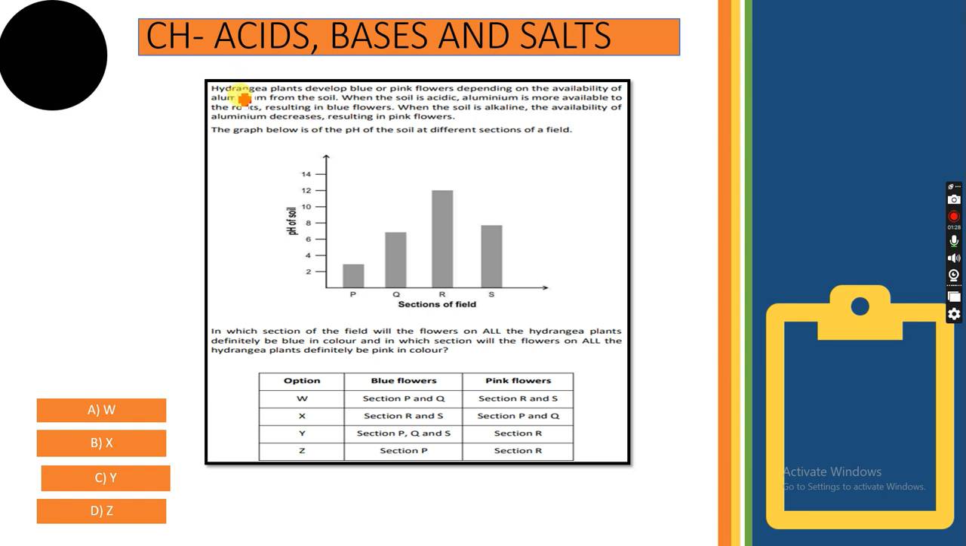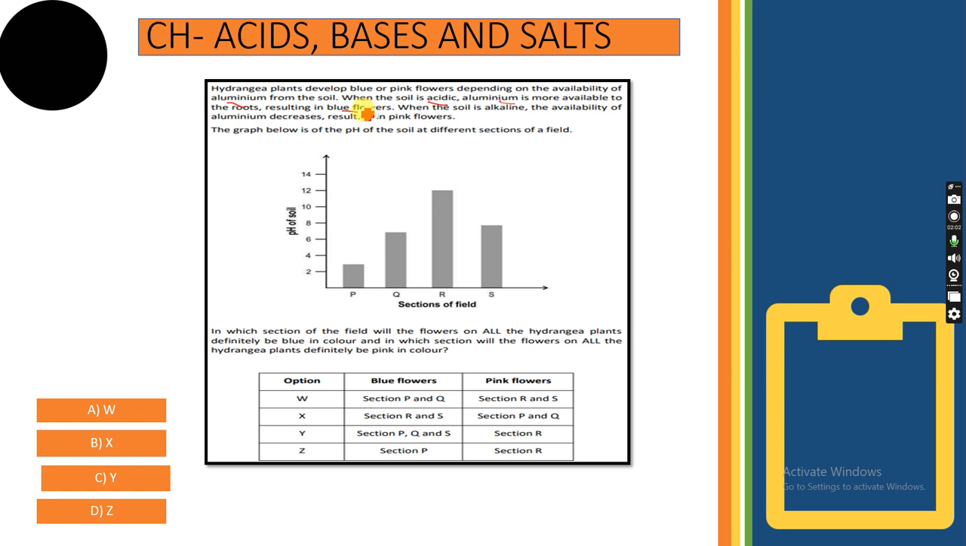Okay, now you see here the first question is, hydrangea plants develop blue or pink flowers depending on the availability of aluminium from the soil. So based on how much aluminium is present in the soil, that will determine the color of the hydrangea flower. That is, it can be either blue or pink. Here they have already given, when the soil is acidic, you know acid and base, so if it is acidic, the aluminium is more, and as a result blue flower will be formed.